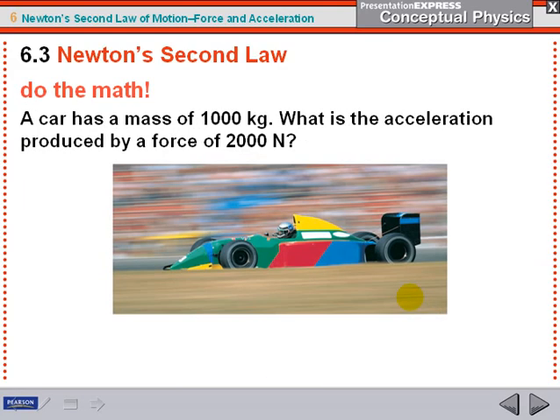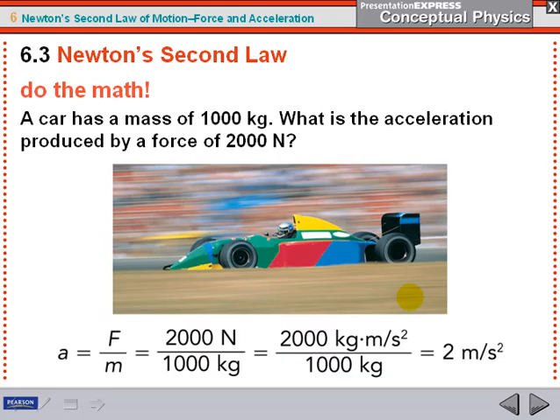A car has a mass of 1,000 kilograms. What is the acceleration produced by a force of 2,000 newtons? Well, if you plug it all in here, you plug in the force of 2,000 newtons here, the mass of 1,000 kilograms there. Do the math out, we end up with 2 meters per second squared.